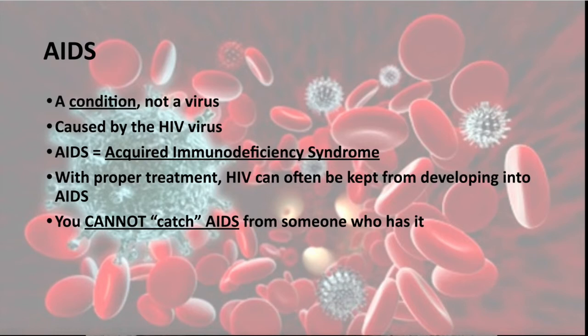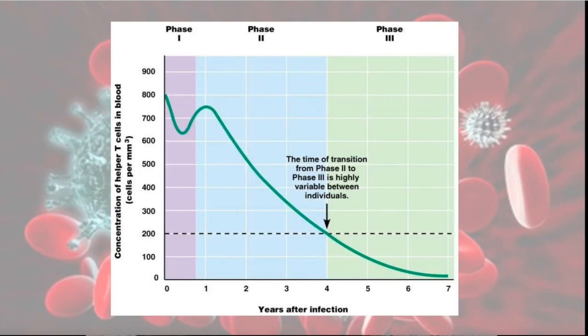AIDS, again, is a condition. It's caused by the HIV virus. It stands for acquired immunodeficiency syndrome. And with proper treatment, usually HIV can be kept from developing into AIDS. But again, that treatment can be expensive, and it's not widely, as in worldwide, available to all people. Again, you can't catch AIDS from someone. It is not a contagious thing.